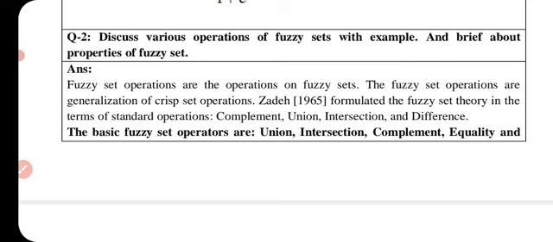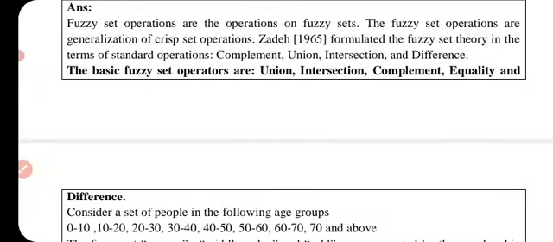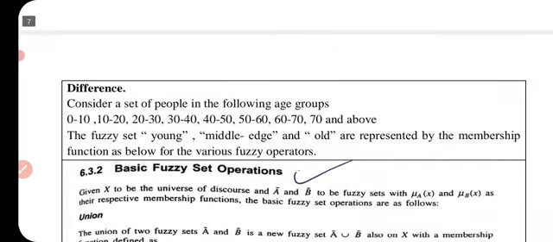Zadeh, in 1965, formulated the fuzzy set theory in terms of standard operations, and the basic fuzzy set operators are union, intersection, complement, equality and difference. So on fuzzy sets, five different types of operators can be applied: union, intersection, complement, equality and difference. Let's see these five operators with an example.